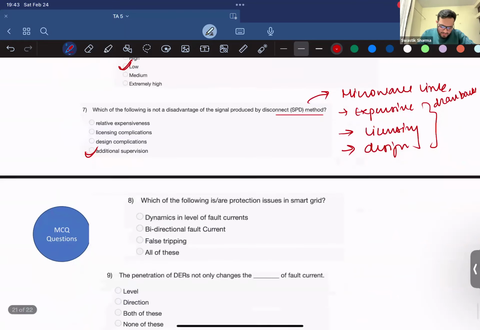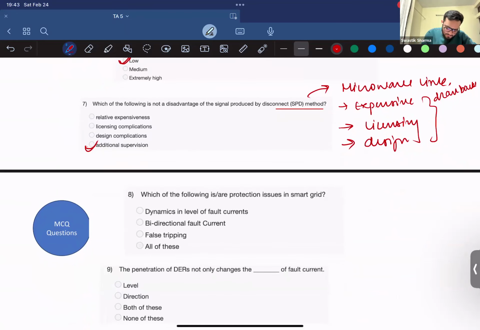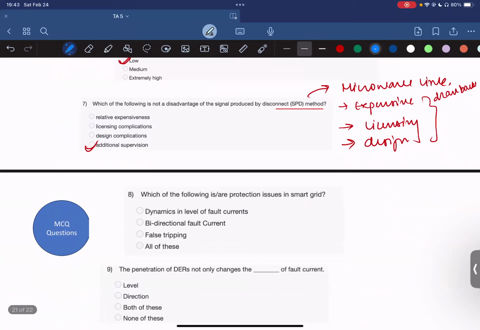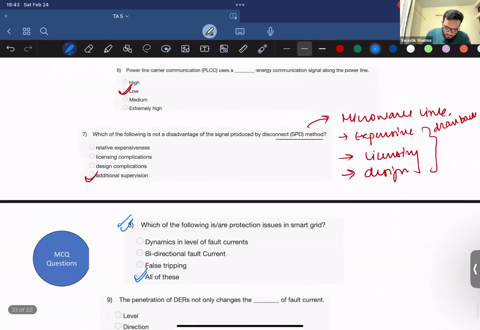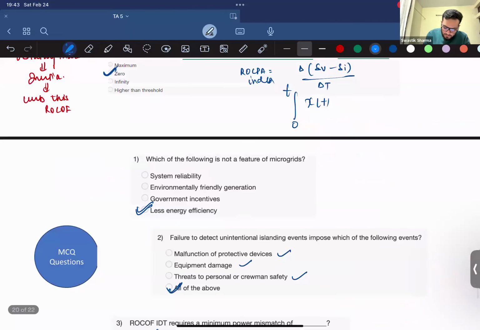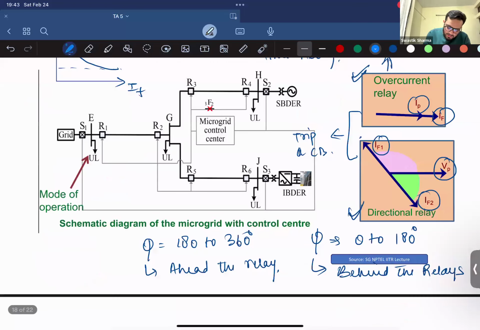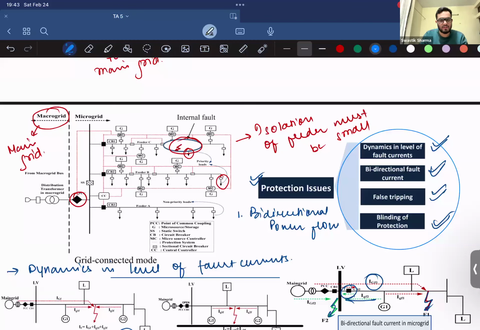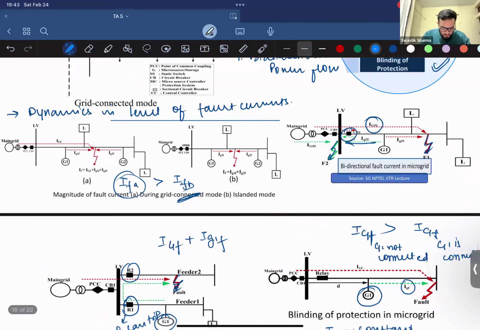Next, which of the following are protection issues in smart grid? This is a very easy question. I think you should be able to tell. Is it all? Yes, all of these. So this is what we talked about here, right? Different kinds of protection issues and how these are being managed in your system. We will delve into different kinds of relays in the next class, I mean next week.